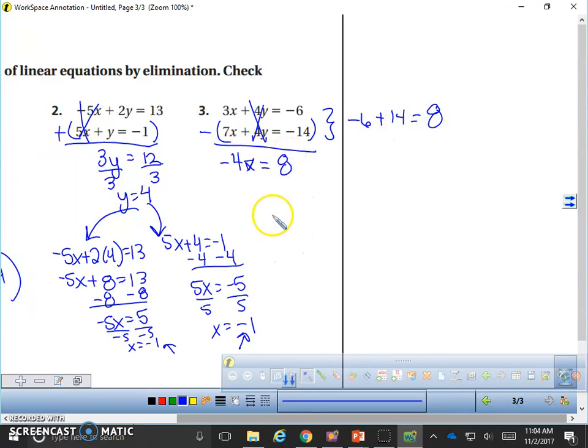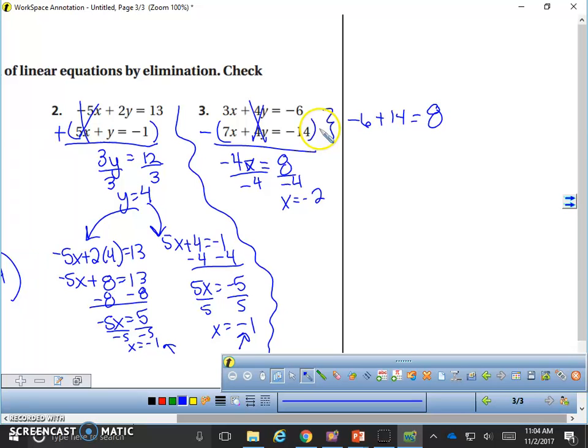Great. Divide by negative 4, divide by negative 4, and x equals negative 2. Okay, step 3, done. Step 2, we stacked them, eliminated. Step 3, we solve for x. Step 4, we're going to solve for y now.